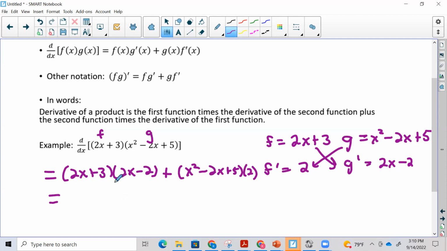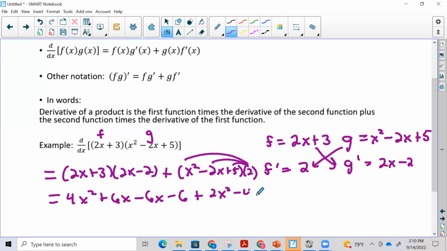If you were to simplify, you would multiply this out using FOIL. So it'd be 4x squared plus 6x minus 6x minus 6. And then I would distribute this 2, so it'd be 2x squared minus 4x plus 10. And then you could combine your like terms. So we get 6x squared. These add to 0, so we just get minus 4x and then plus 4.